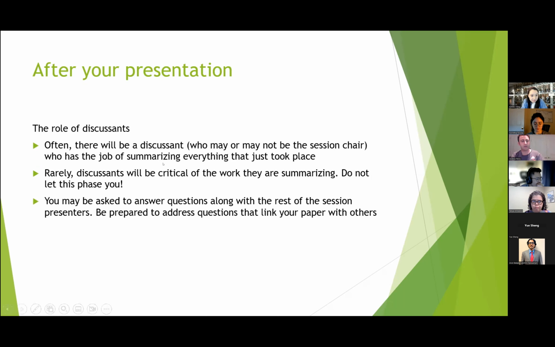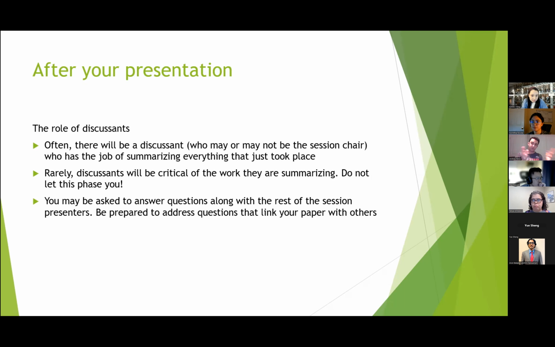And then the last thing as far as after the presentation is through is the role of discussants. Paper sessions are unique in a variety of ways. One really unique element, especially if you are in a symposium, which we mentioned at the front that this talk could be useful for, is that you may have a discussant who at the end of the session, their whole job is to summarize everything that took place. They may or may not be the session chair. I know, Tiffany, you mentioned being the chair and what your role is.